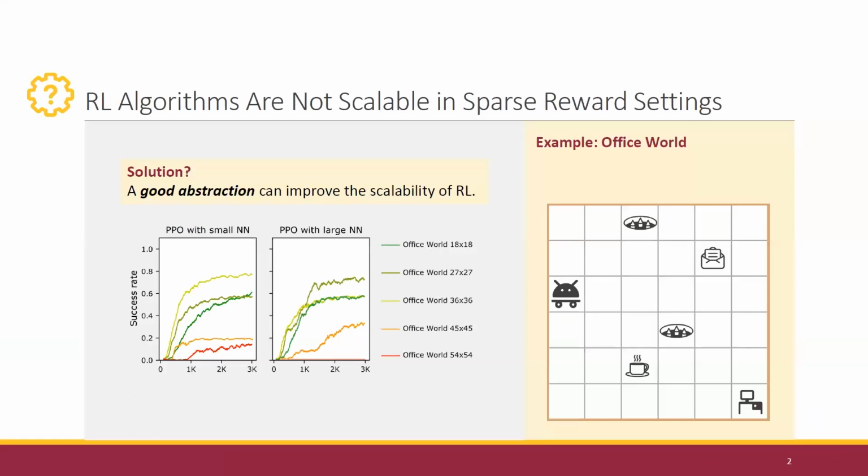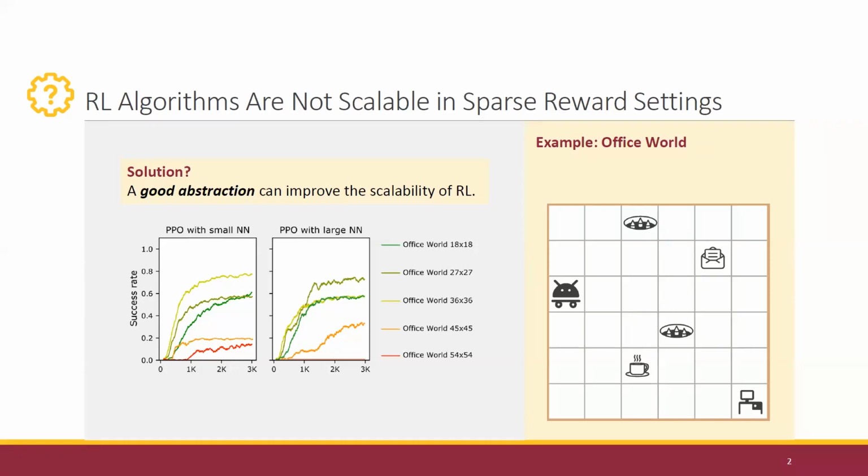Reinforcement learning algorithms in general are capable of solving a wide variety of problems formulated as MDPs. In a sparse reward setting, their scalability could be really limited. So here we have the example of the office board. We have the robot, the coffee place, the mail place, and the desk. The coffee and mail should be delivered to the desk.